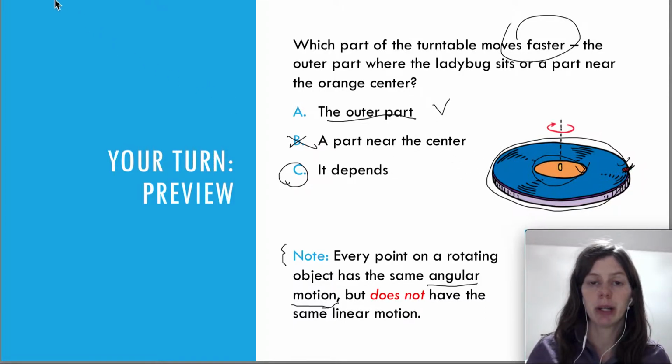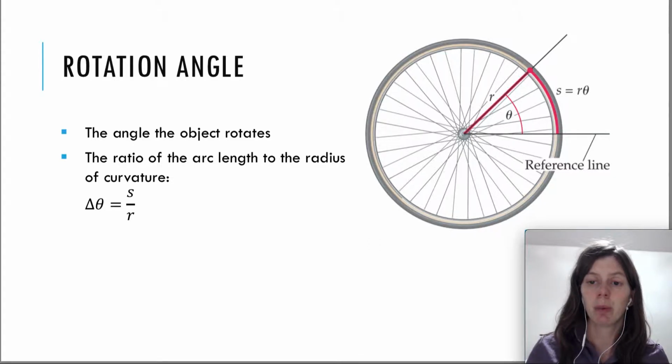So let's get started. What we're going to be doing in this video is talking about everything that we've talked about before, the linear quantities, but now they're going to become rotational quantities or angular quantities. When we first talked about motion, the first quantity we discussed was distance or displacement. So now we're going to be talking about an angle.